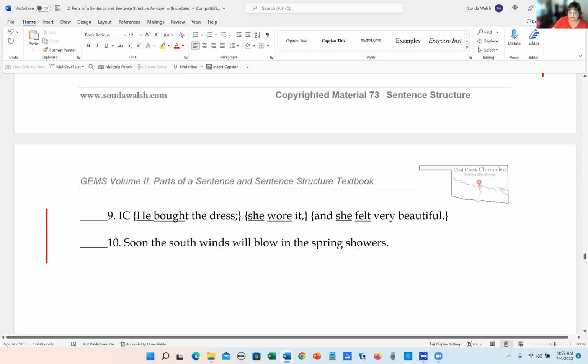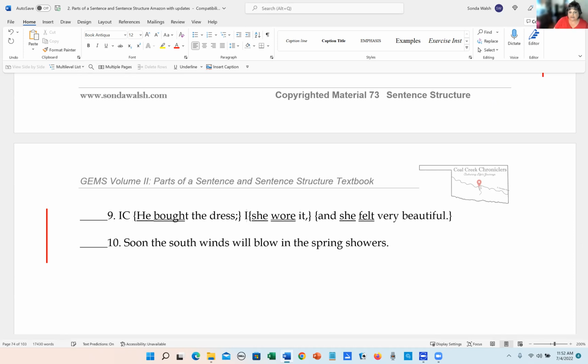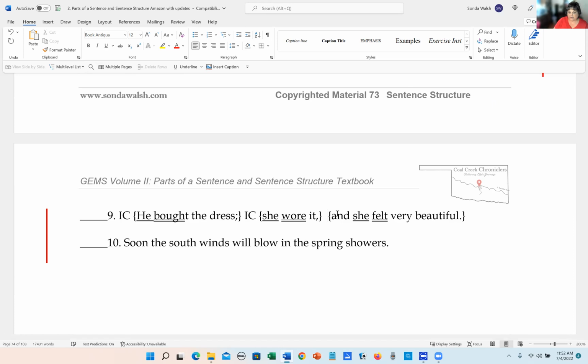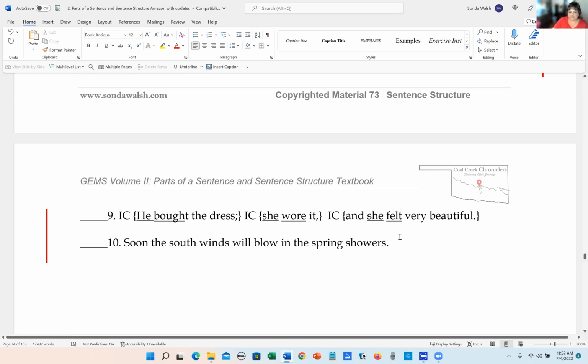She wore it. I go to my subject. I go to the left. There is not a subordinating conjunction or relative pronoun. So that is an independent clause. In the last clause, I go to the subject, she. I look to the left. The word is and. It is a coordinating conjunction, not a subordinating conjunction. Therefore, that is an independent clause. My rule is if you have three or more independent clauses, you have a run-on sentence.